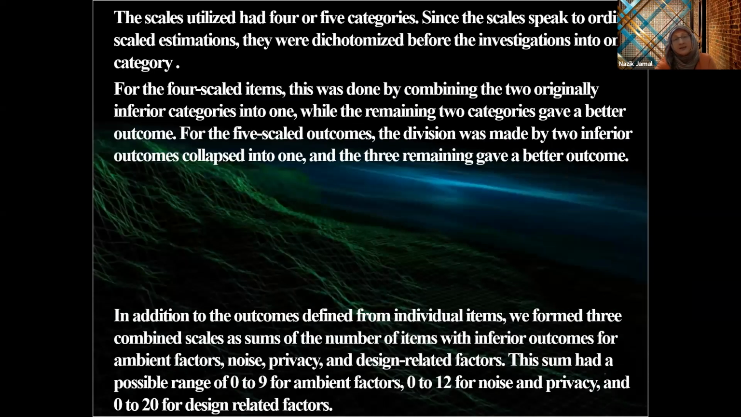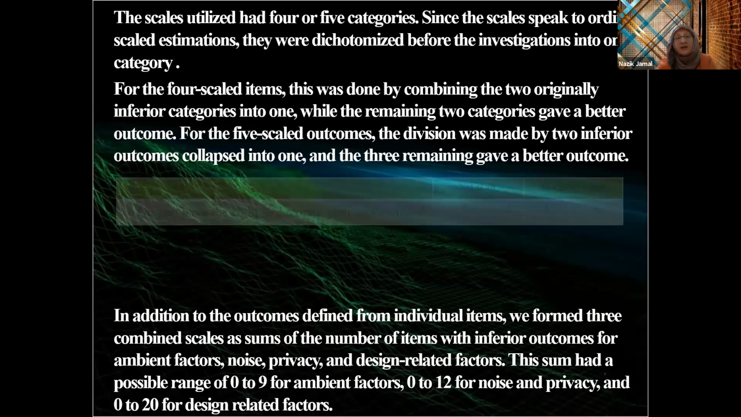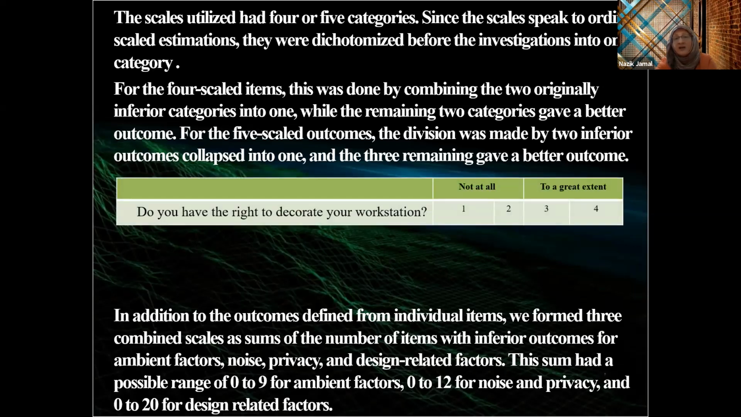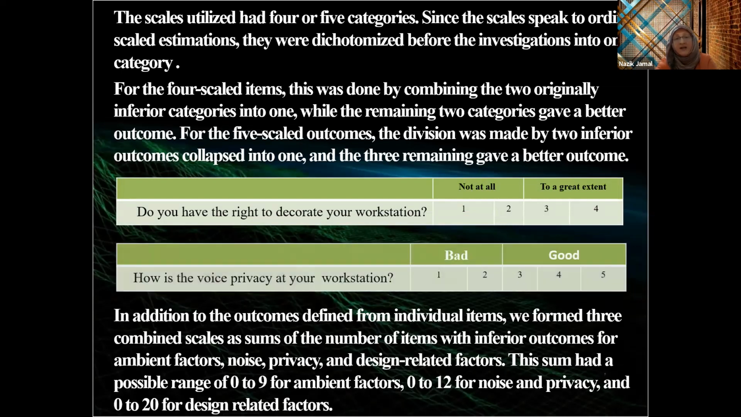We use a Likert scale. The scales utilized have four or five categories, such that the scale represents ordinal scale estimation. They were dichotomized before the investigation into one category. For the four-scale items, this was done by combining the two original inferior categories into one, while the remaining two categories give a better outcome. For the five-scale outcome, the division was made by collapsing the two inferior outcomes into one, and the three remaining give a better outcome.